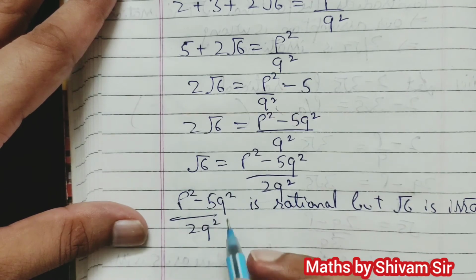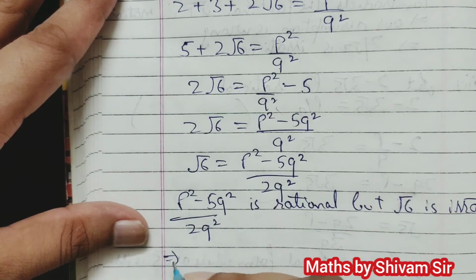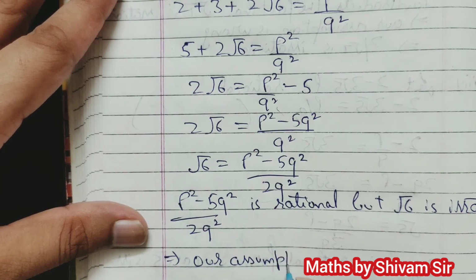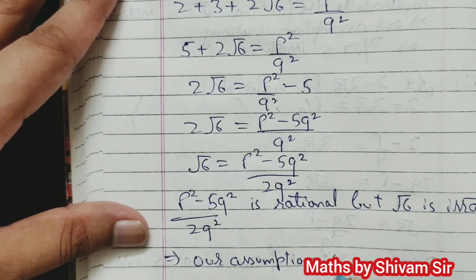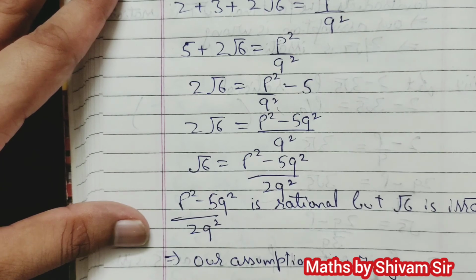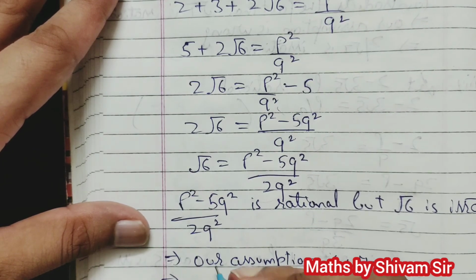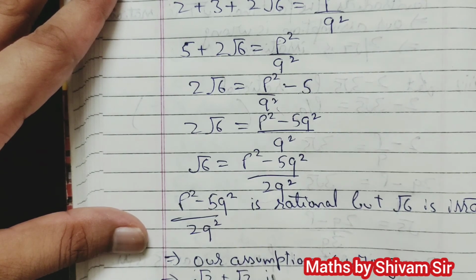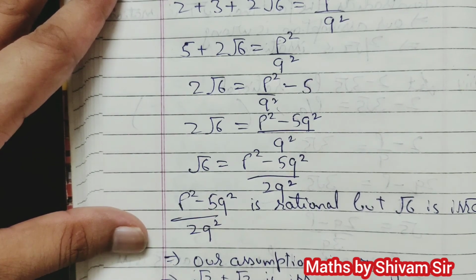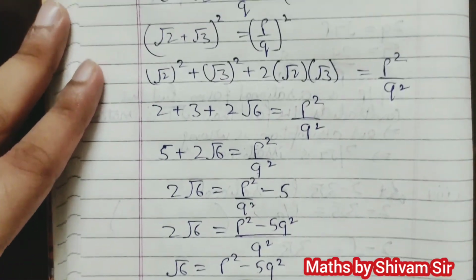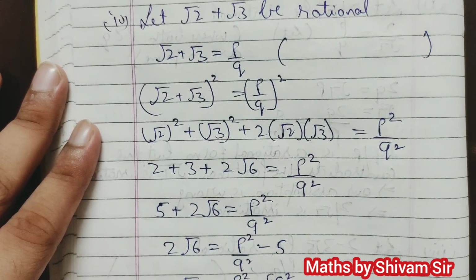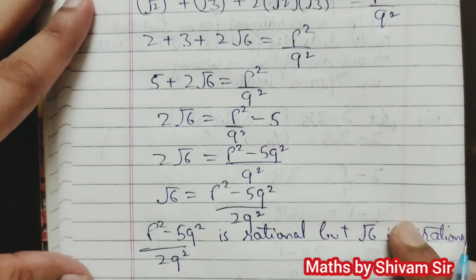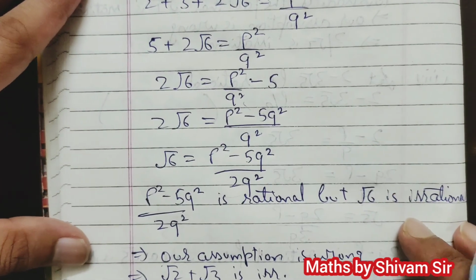So an irrational number can never be equal to a rational number. So this implies our assumption is wrong. This implies what? Root 2 plus root 3 is irrational. So root 2 plus root 3 is irrational. So just observe these steps carefully. Just pause the video to note it down so you will understand the logic behind these steps.